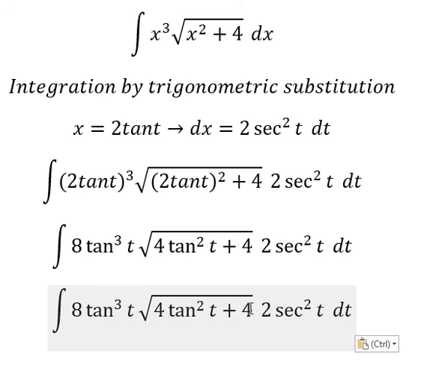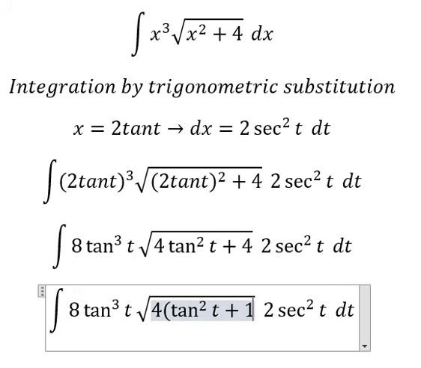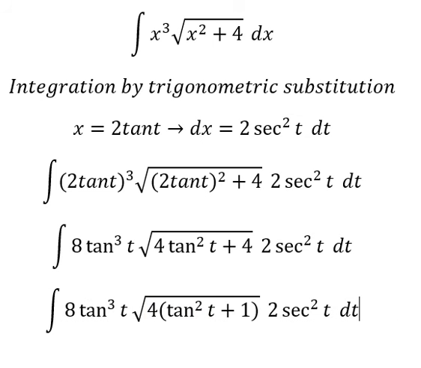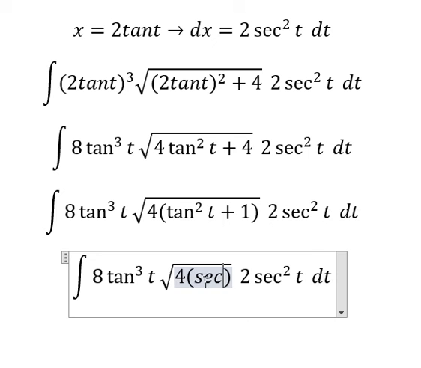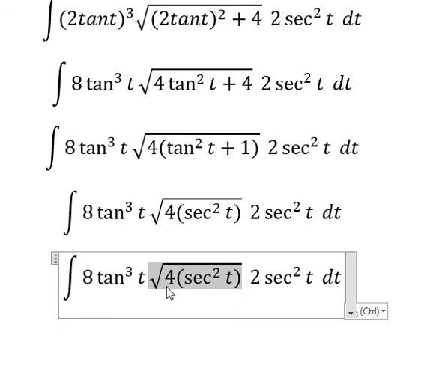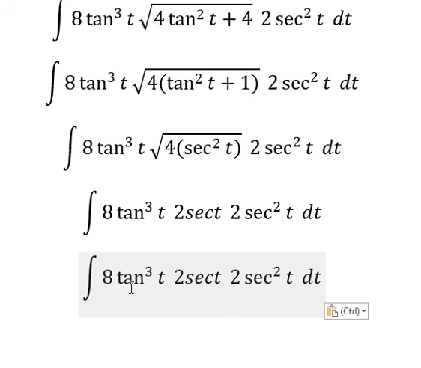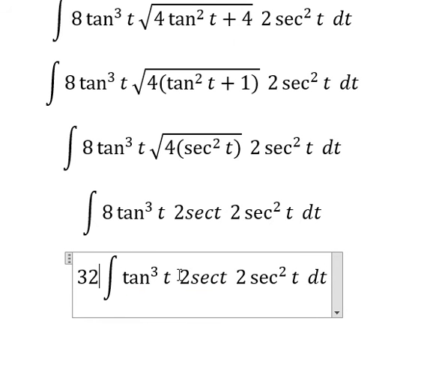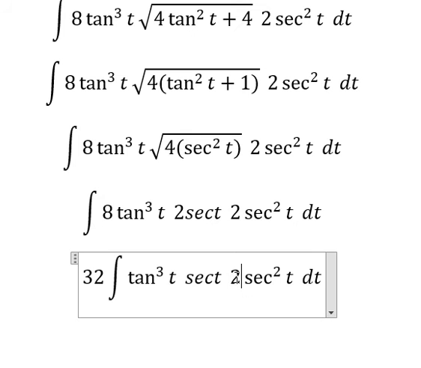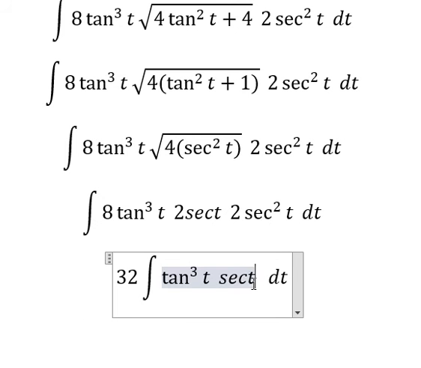For the 4, we can do factorization. This one you get secant t squared. The square root of 4 secant t squared, you get 2 secant t. The 8 and the 2, we multiply each other and you get 32. Secant t with secant t squared, you get secant t to the power of 3.